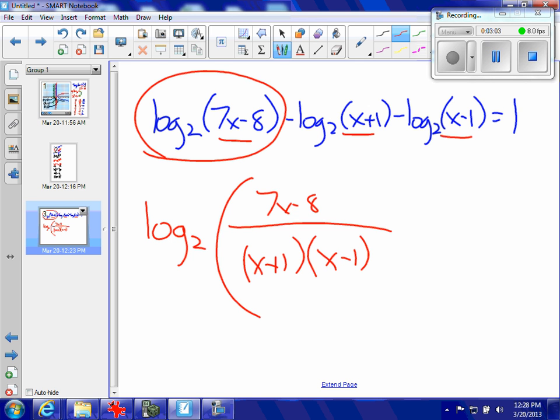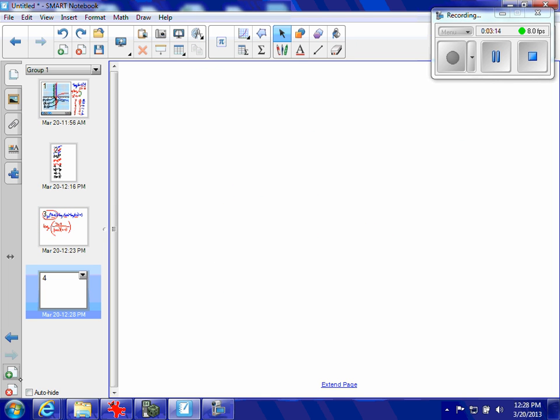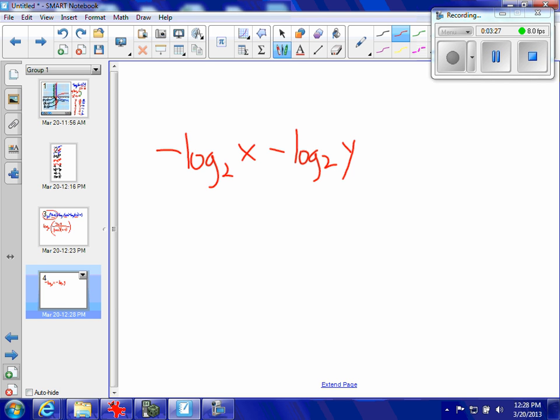So for example, if log 2 of 7x minus 8 was also negative, it would be 1 over that whole thing? That is correct. So if I had negative log 2 x minus log 2 y, same base, that's going to be 1 over xy.